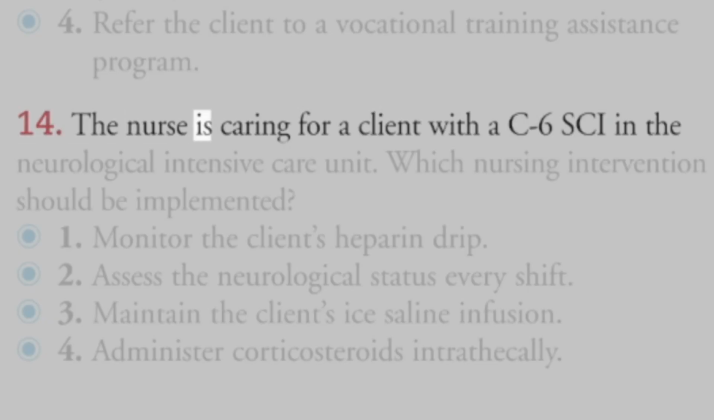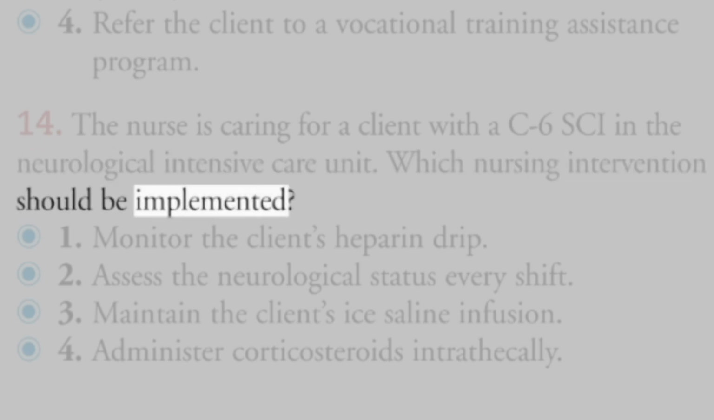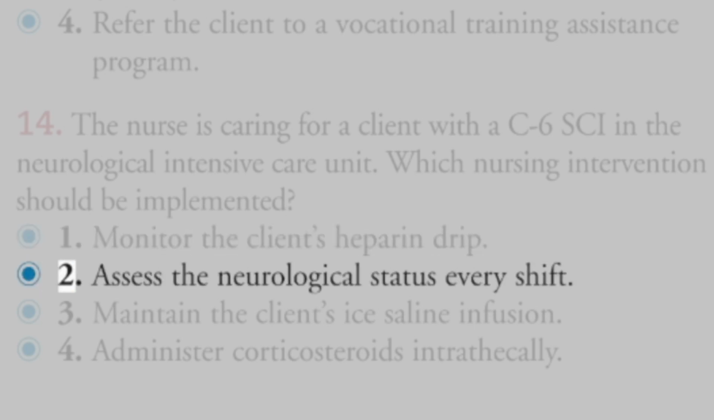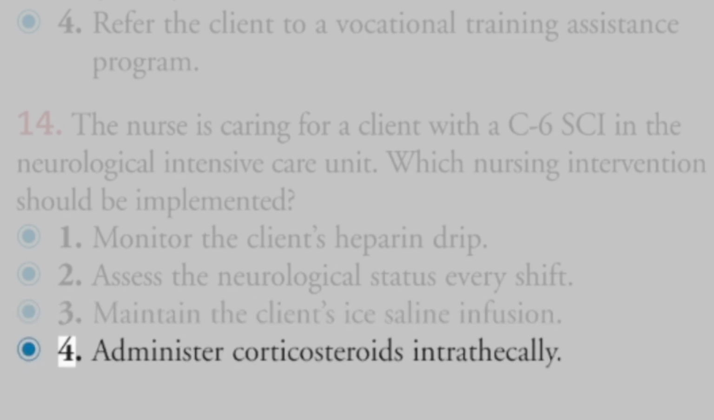14. The nurse is caring for a client with a C6 SCI in the neurological intensive care unit. Which nursing intervention should be implemented? 1. Monitor the client's heparin drip. 2. Assess the neurological status every shift. 3. Maintain the client's iced saline infusion. 4. Administer corticosteroids intrathecally.